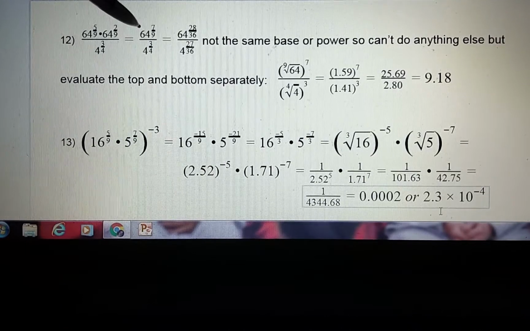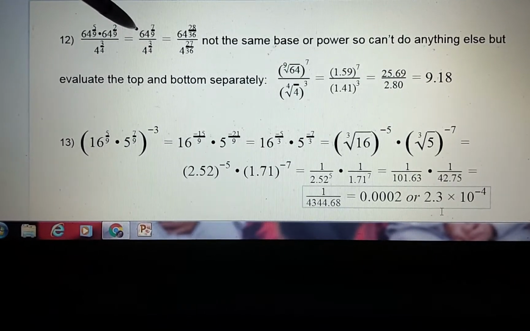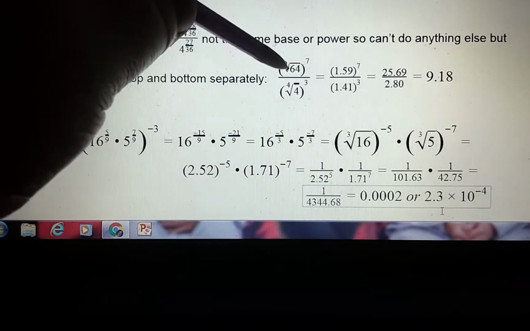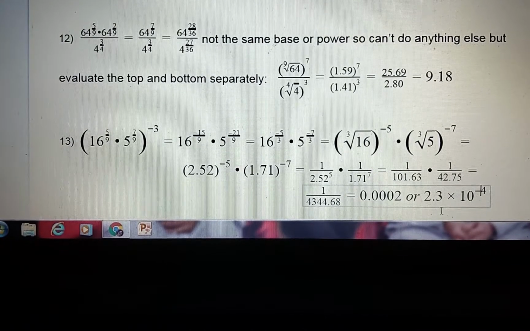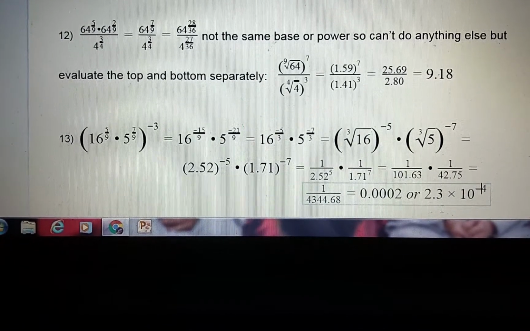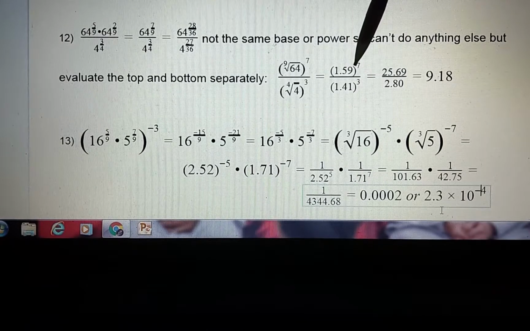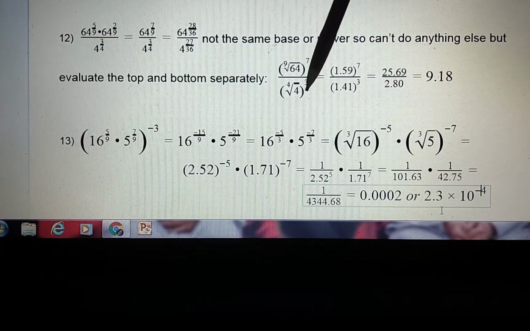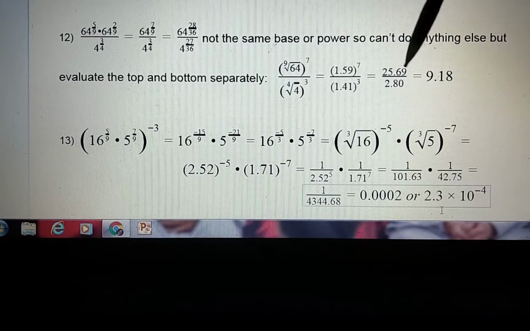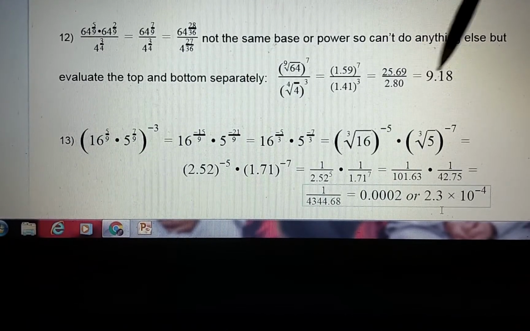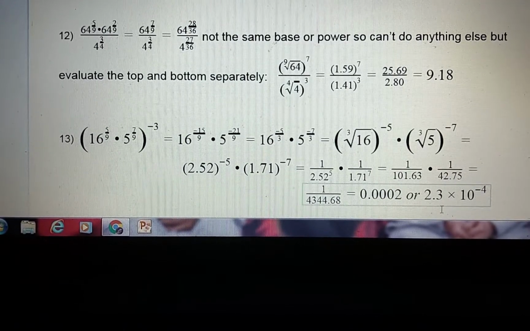Okay? Now, the only thing I can do with this, because none of my rules apply, is turn it into a radical. So I have the 9th root of 64 to the 7th power, and the 4th root of 4 to the 3rd power. And the only thing I can do is evaluate the top and the bottom separately. So I evaluate this, becomes this, evaluate this, becomes this, and then I just take these and divide them. 25.69 divided by 2.8 gives me 9.18.